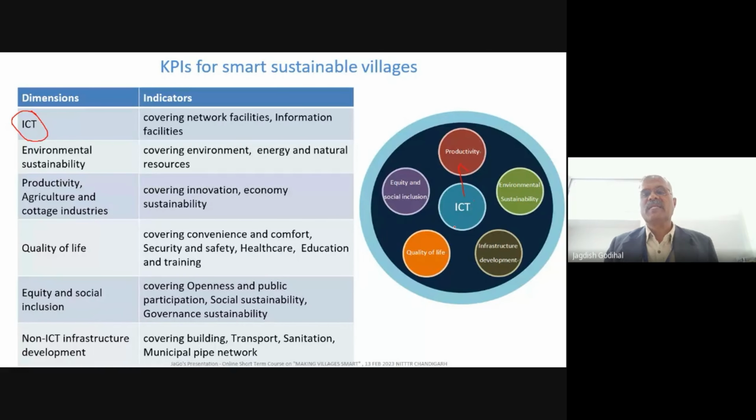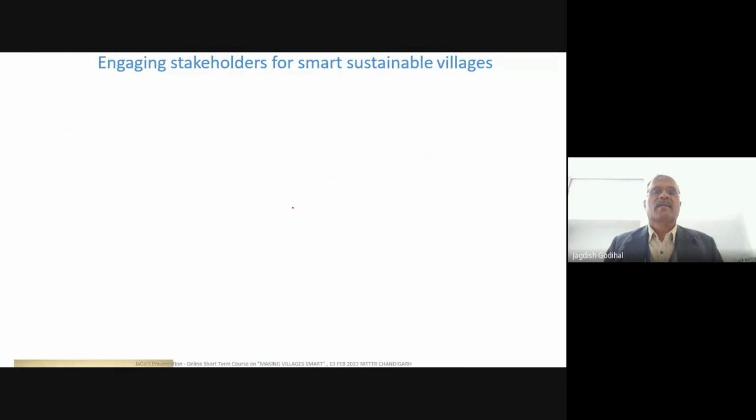Ultimately, when everything falls in line, quality of life is going to be enhanced for the people. Equity and social inclusion means every level of the people who are living, whether low income, middle income, or anywhere, everybody will be getting the same benefit. That is what these key performance indicators for smart sustainable villages are.